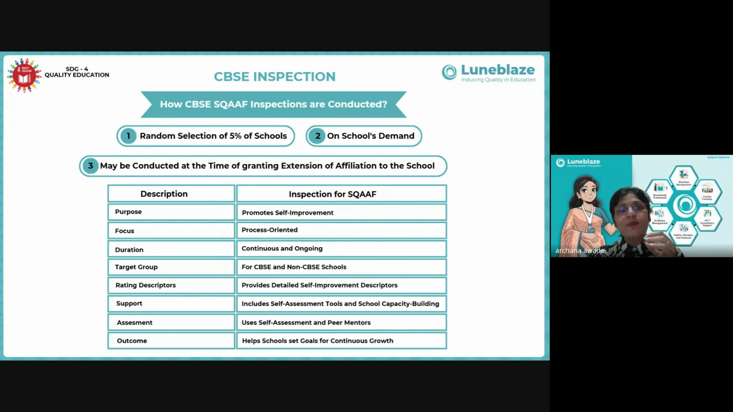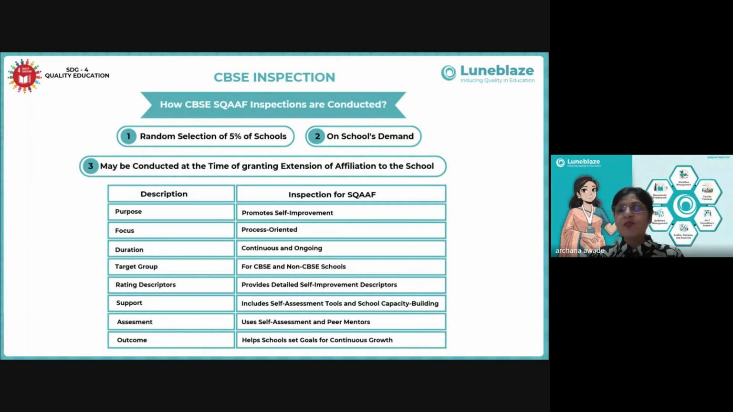So now that we have explored the SCAAF framework self-assessment process, let's move on to the next important piece, the CBSE SCAAF inspection. How are they conducted and what can you expect from this inspection? CBSE conducts inspection for a randomly selected 5% of schools every year to assess their compliance and implementation of SCAAF framework standards. If your school requests an inspection or a re-evaluation, CBSE may also conduct one to verify progress or provide feedback. When a school is looking to renew or extend its affiliation with CBSE, the inspection will also consider the self-assessment as a part of the process.